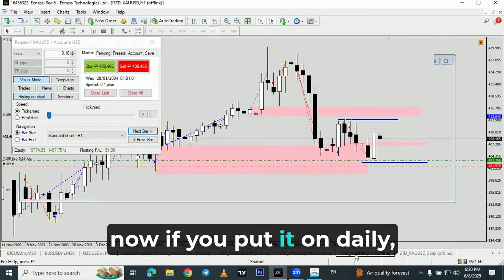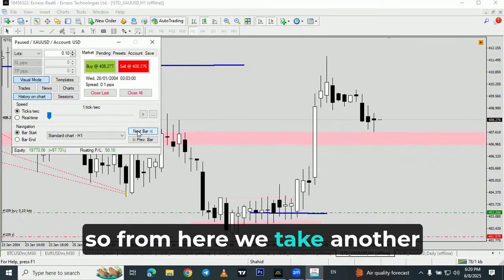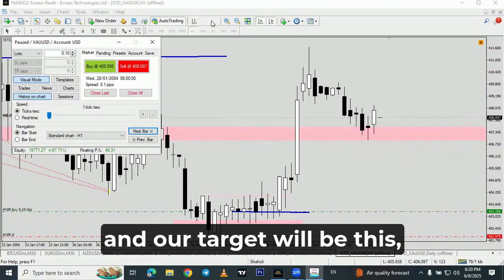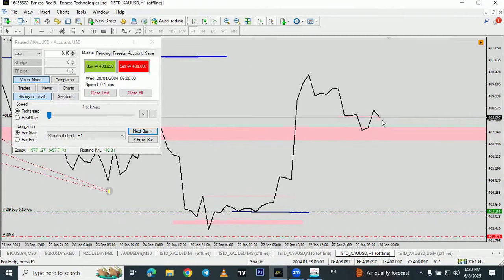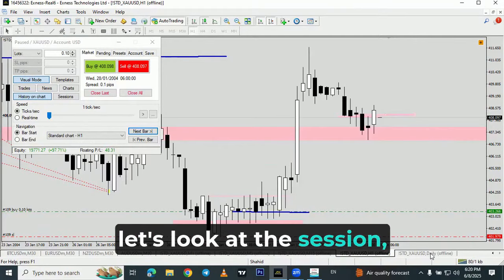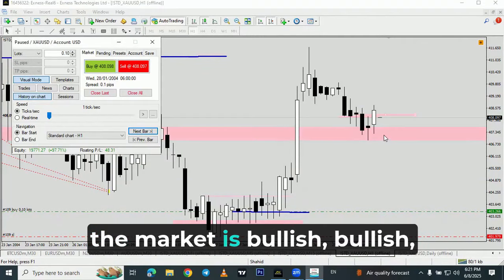Now if you put it on daily, it's tapping the same zone on daily. So from here we take another buy, which will be our target. We keep its effect here simple, and our target will be this. Now we move to H1. We stay on H1. Let's look at the session. The session is about to open in London. If we see, the market is bullish.